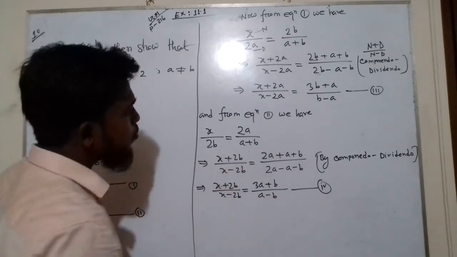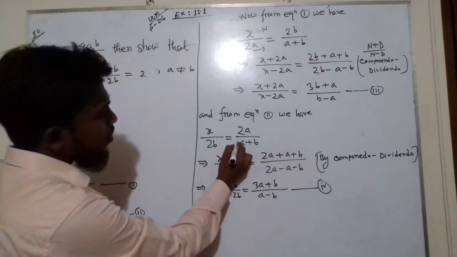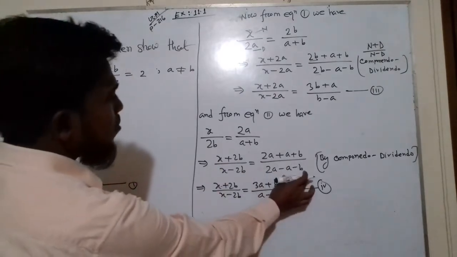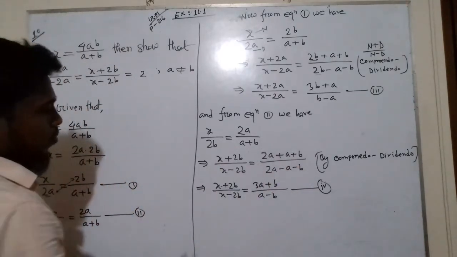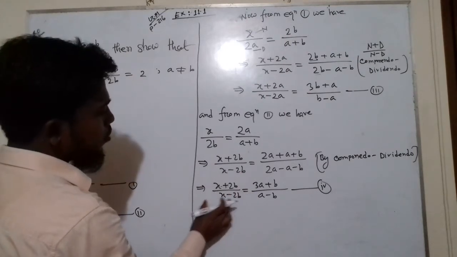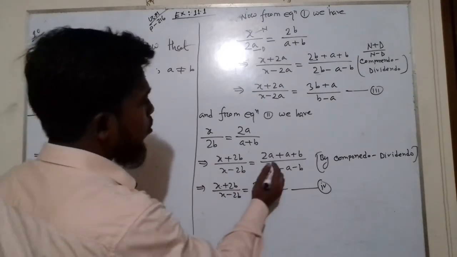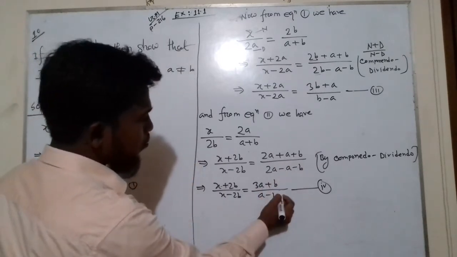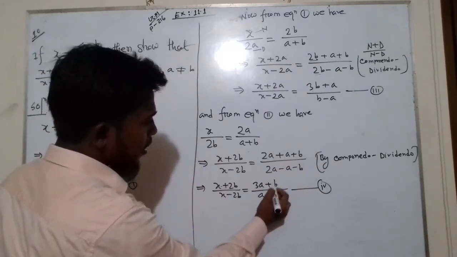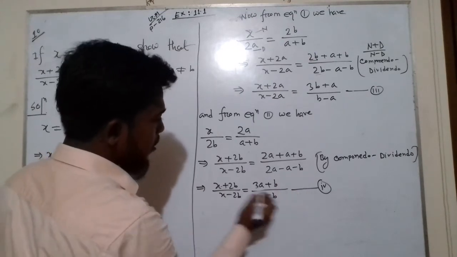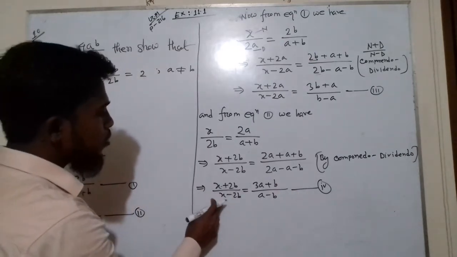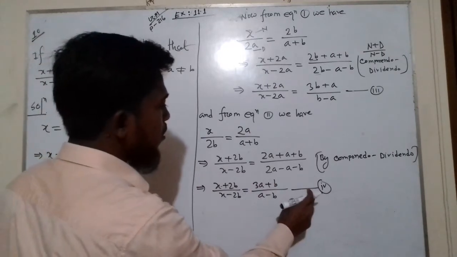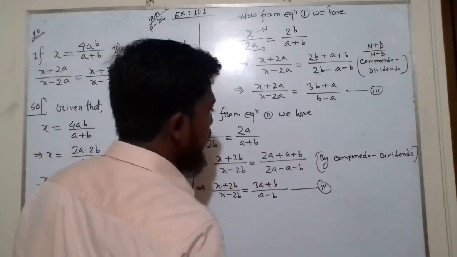Here if we multiply, plus and minus is minus, so numerator minus denominator. Now we can write (x + 2b)/(x − 2b) = (2a + a)/(... ), this is 3a plus b, and a minus a, this is a minus b. So (x + 2b)/(x − 2b) = (3a + b)/(a − b). We call this equation number 4.